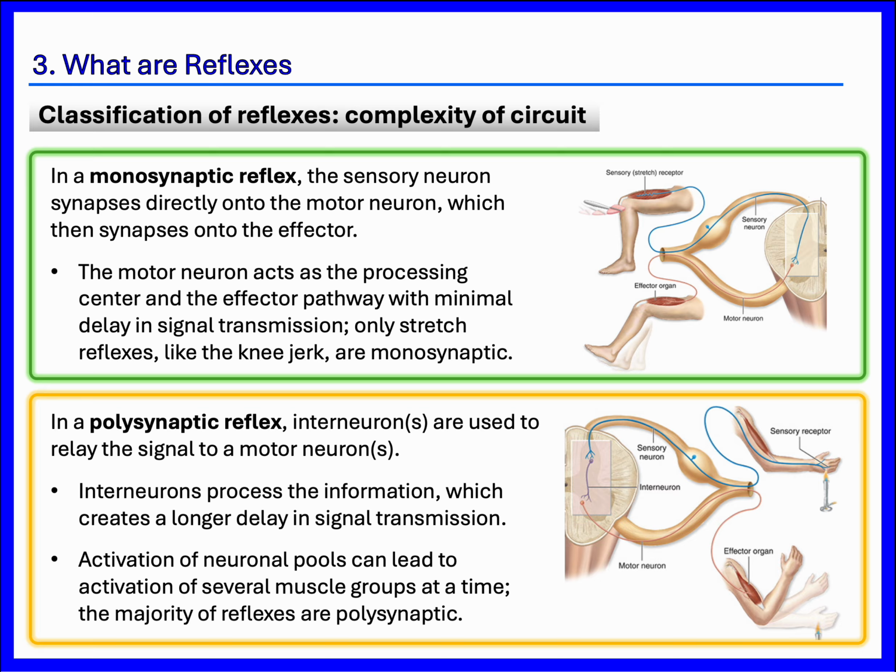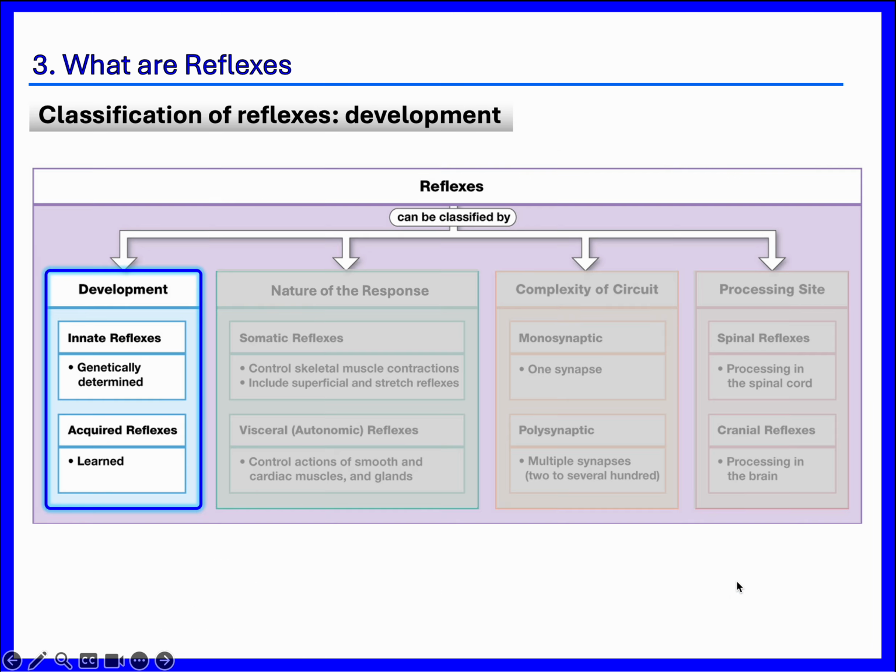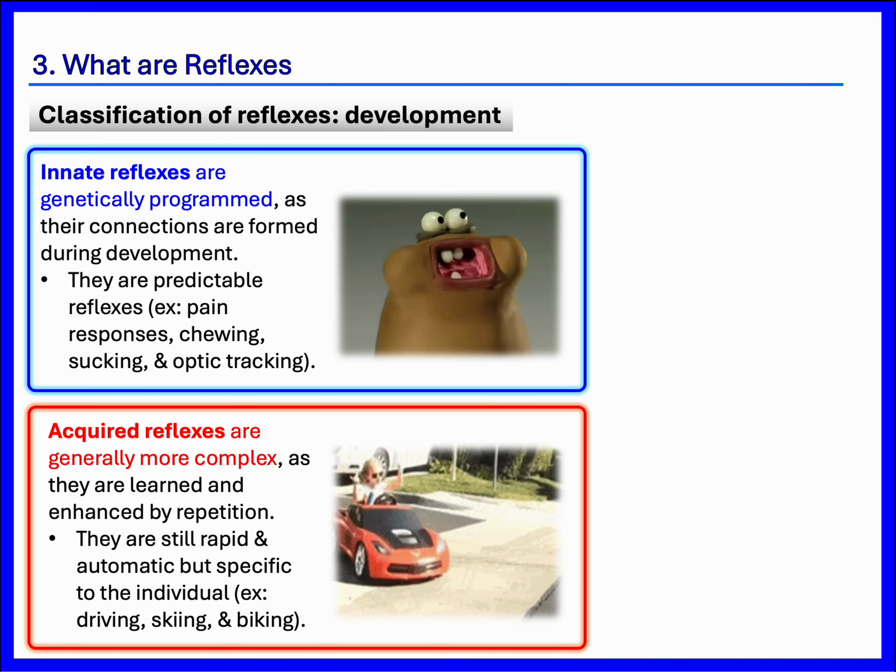Most are polysynaptic and they have interneurons, one or two, that are used to relay the signal to the motor neuron. Interneurons process the information, which creates a longer delay in the signal. Here you see with the one neuron, it goes onto an interneuron and then out onto the motor neuron. The last thing is going to be how we classify reflexes based on when they develop.